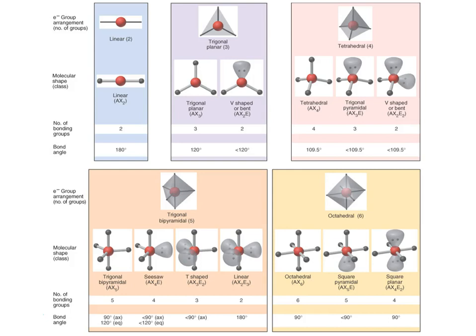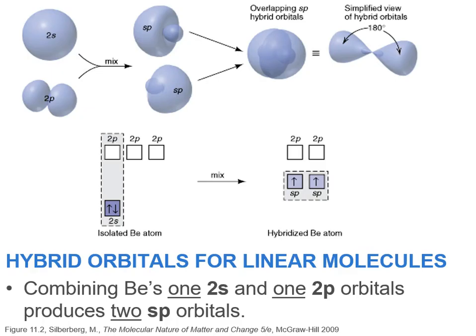So what I want to do now is give some examples of VSEPR theory and talk about how we apply valence bond theory to show how molecular orbitals form in each of these types of atoms. So starting here with a linear molecule, we want to start with beryllium. Beryllium does not obey the octet rule.